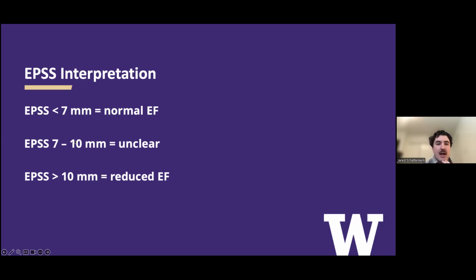There's some other data that have used 7 and had okay results. But that's really why I think of 7 to 10 as the unclear range. Less than 7, I think you can confidently say that the patient probably has a normal EF, and then greater than 10 is where you really need to start worrying about the patient having a reduced EF.